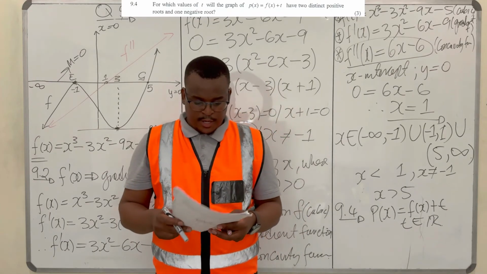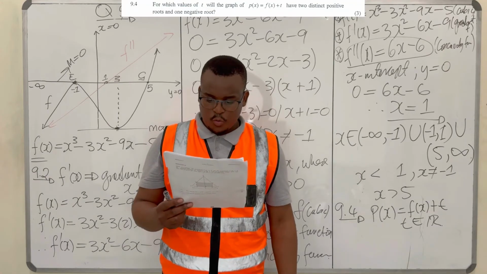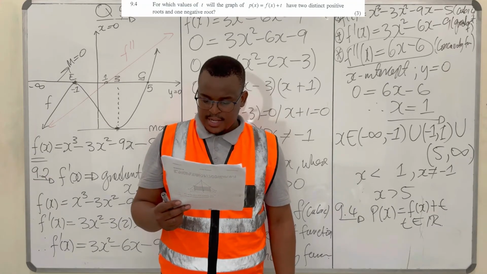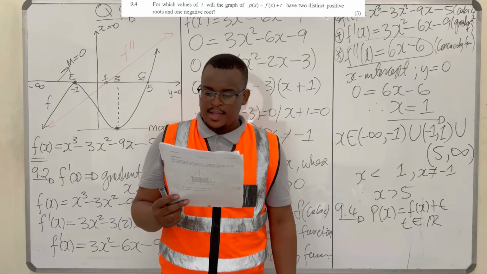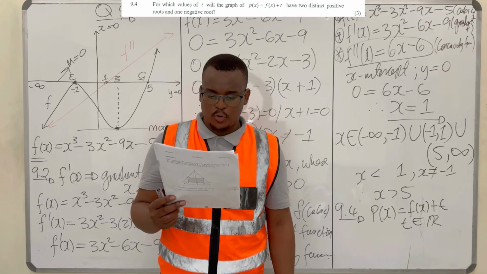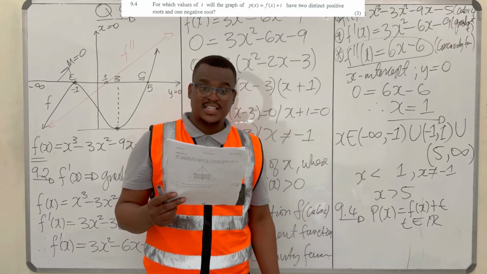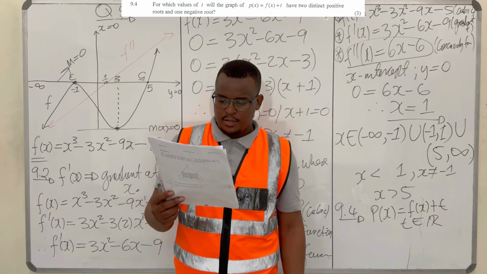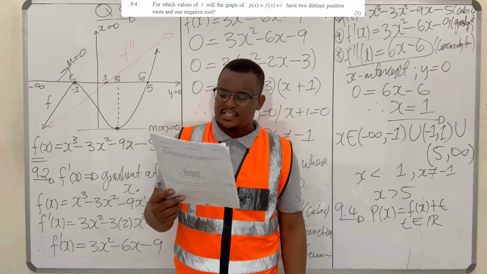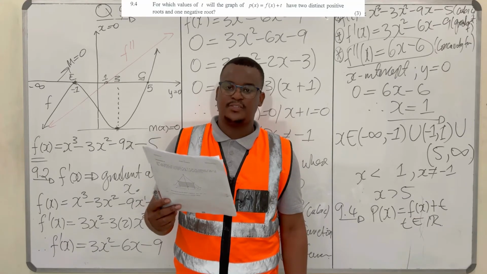Okay. At 9.4, they're asking for which values of t will the graph p of x defined by f of x plus t, where t is a real number, have 2 distinct positive roots and 1 negative root. Let me read this again. They're asking for what values of t will the graph p of x defined by f of x plus t have 2 distinct positive roots and 1 negative root.